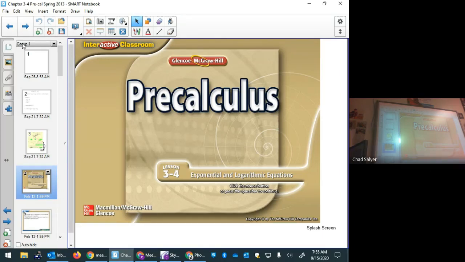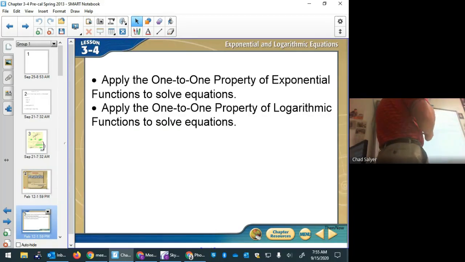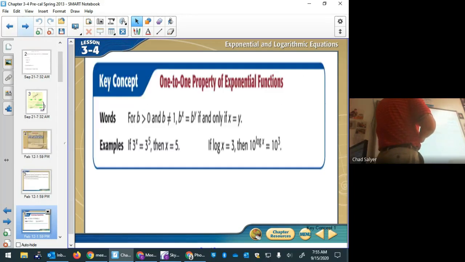And this is where we've been going with the first 3 sections. We wanted to be able to do this. So we're going to apply the one-to-one property to solve equations of both the logarithmic and the exponential type. And the one-to-one property basically says this.